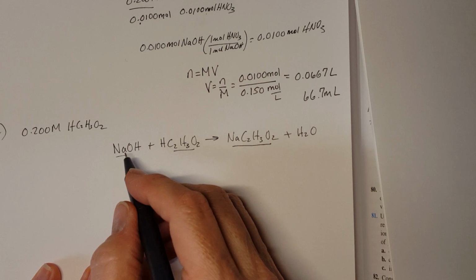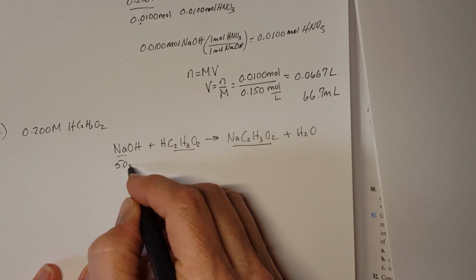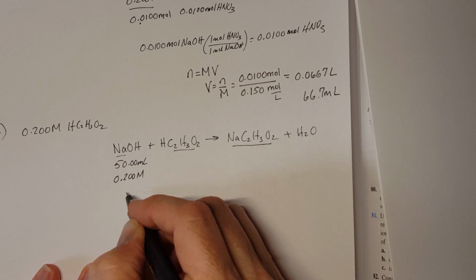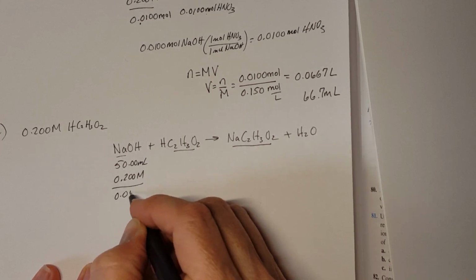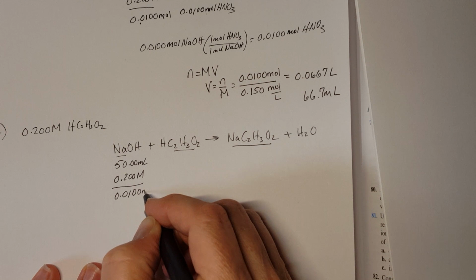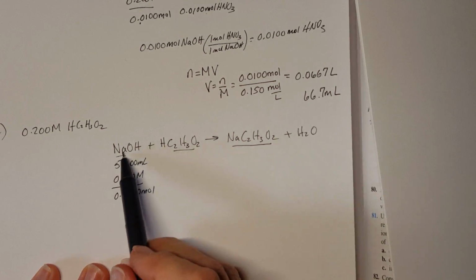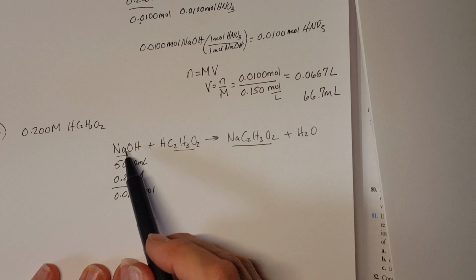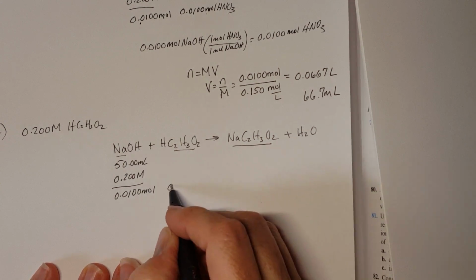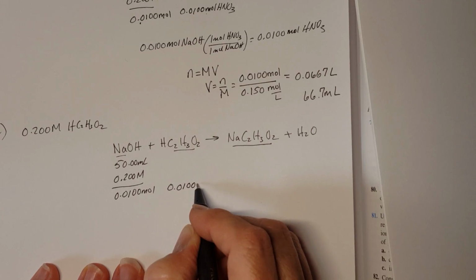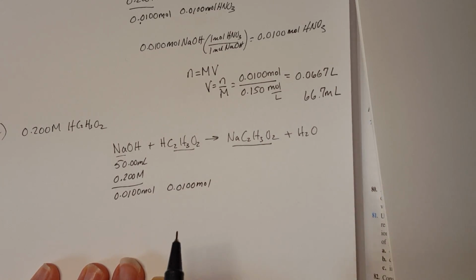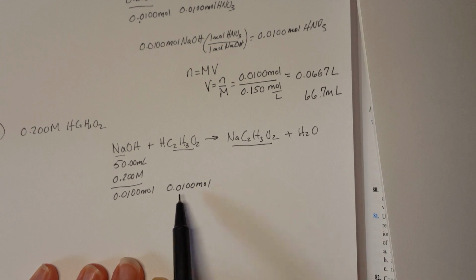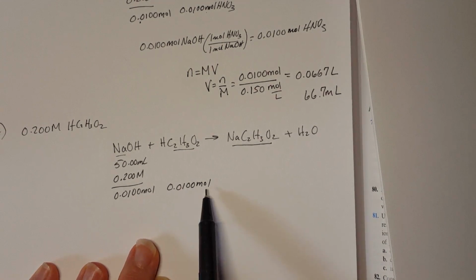Okay, so we still know that we have 50.00 milliliters of 0.200 molar sodium hydroxide, which we already calculated is 0.0100 moles of sodium hydroxide. This balanced chemical reaction shows that you need 1 mole of acetic acid for every 1 mole of sodium hydroxide. So if you run your stoichiometry equation, just like we did for the nitric acid and the HCl above that, you're going to find that you need 0.0100 moles.